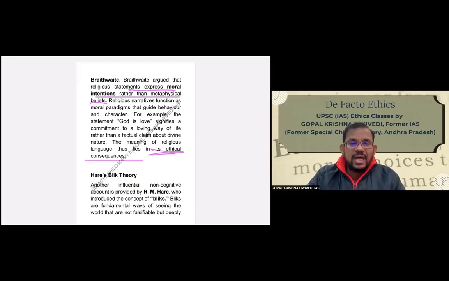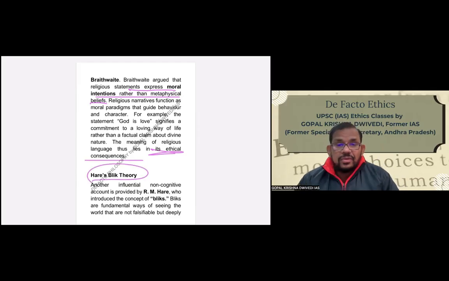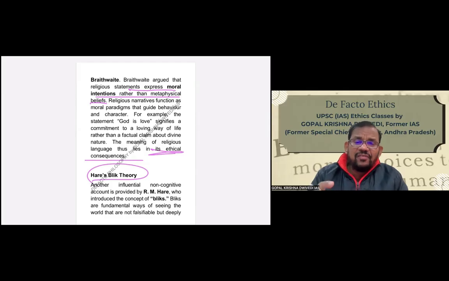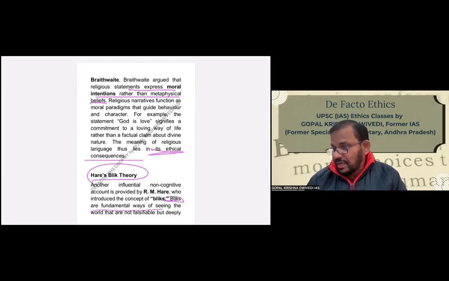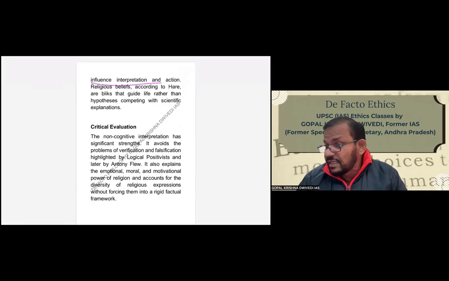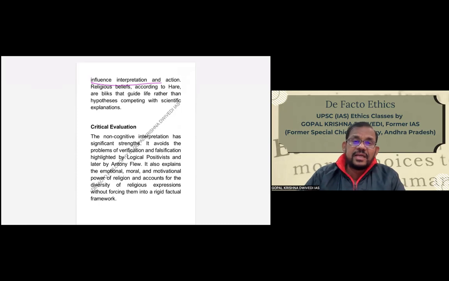So one is R.B. Braithwaite, another is R.M. Hare, another very important philosopher supporting non-cognitivism. He has given a Blick theory. Now, what is a Blick? Blicks are fundamental ways of seeing the world that are not falsifiable, but deeply influence interpretation and action. So it cannot be falsified, but still it affects interpretation and action.